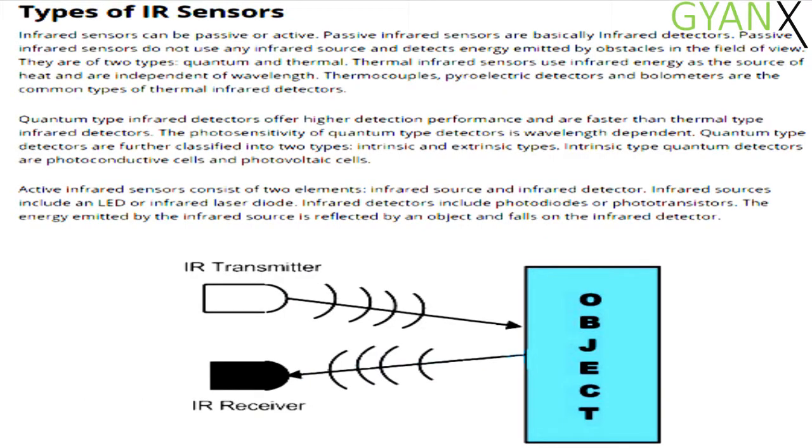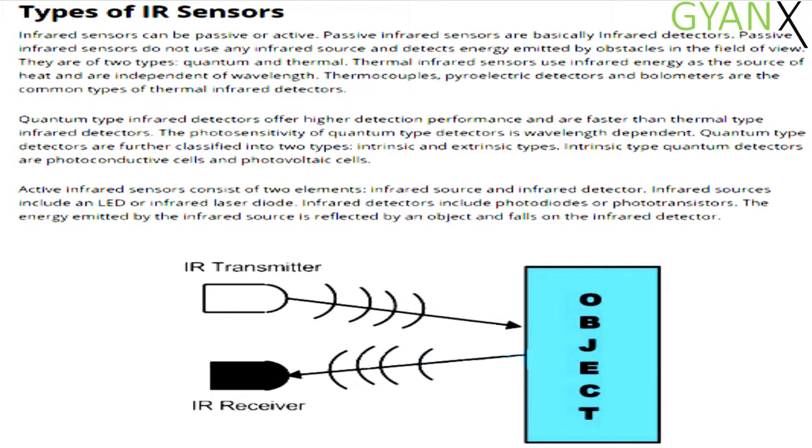Now let's see the types of IR sensors. Infrared sensors can be passive or active. Passive infrared sensors are basically infrared detectors. Passive infrared sensors do not use any infrared source and detect energy emitted by obstacles in the field of view. They are of two types, quantum and thermal.